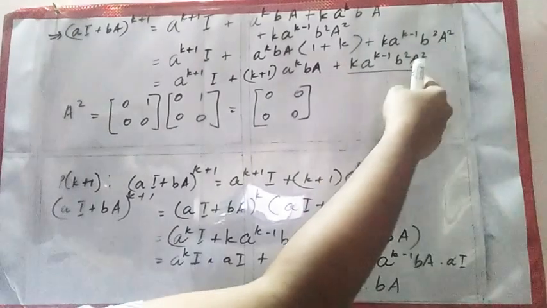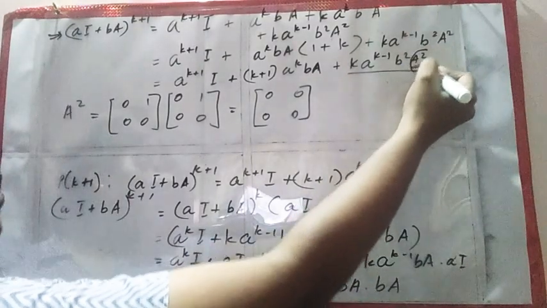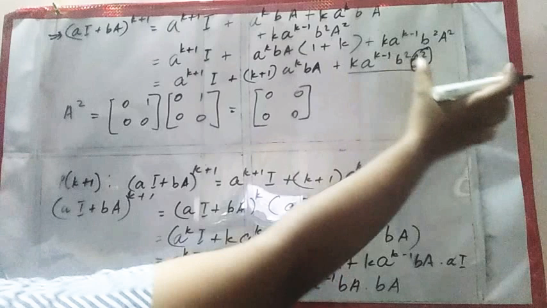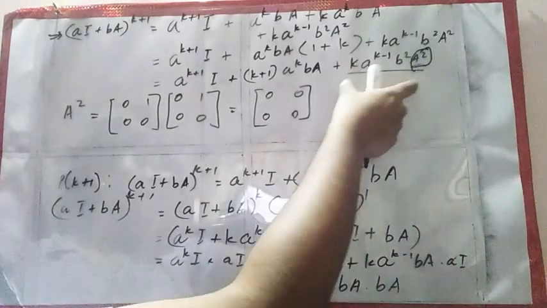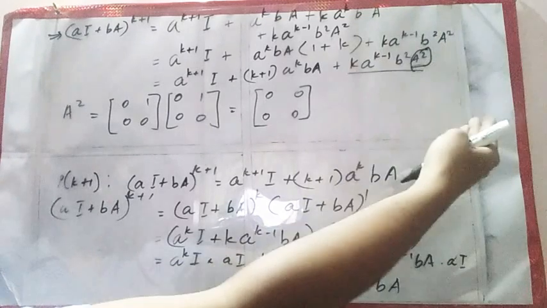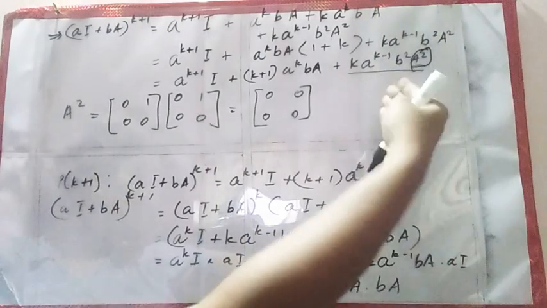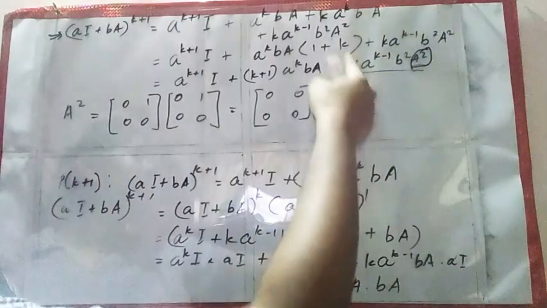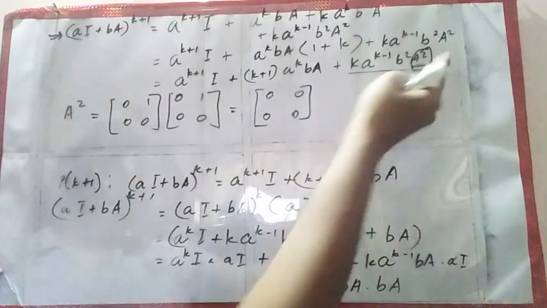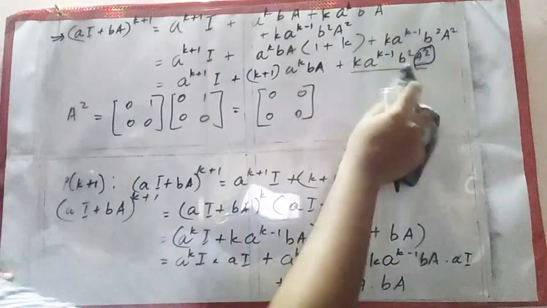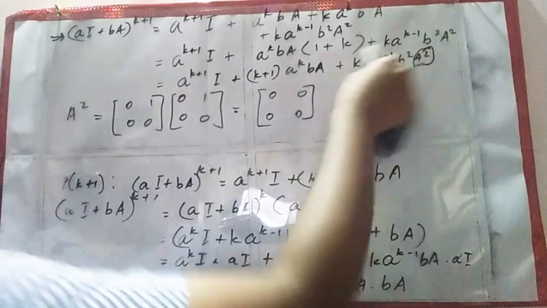So here if we look, since A square is a 0 matrix, the entire term becomes a 0 matrix. So the 0 matrix is multiplied with a scalar. Hence we get again a 0 matrix. So this term is entirely becoming a 0 matrix. So we can just ignore the term.